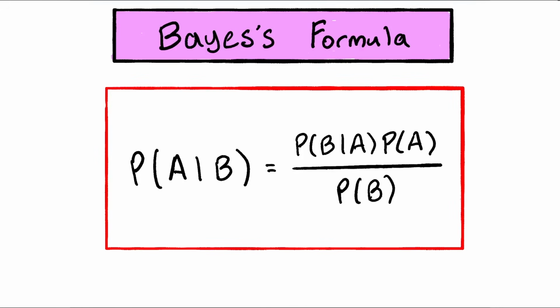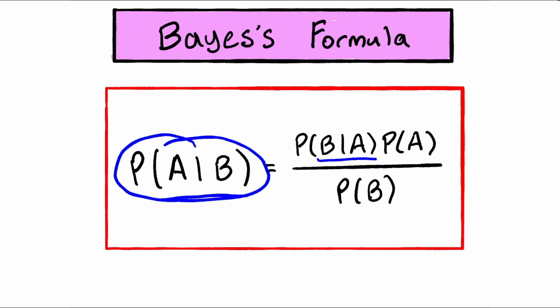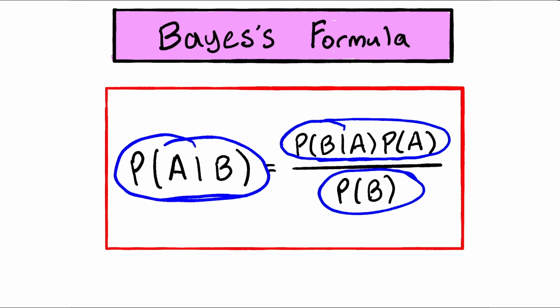Next, we have Bayes' formula, also known as Bayes' rule. And this is very important in probability, as it allows us to relate the probability of A given B to the probability of B given A. The formula itself is that the probability of A given B equals the probability of B given A times the probability of A divided by the probability of B.